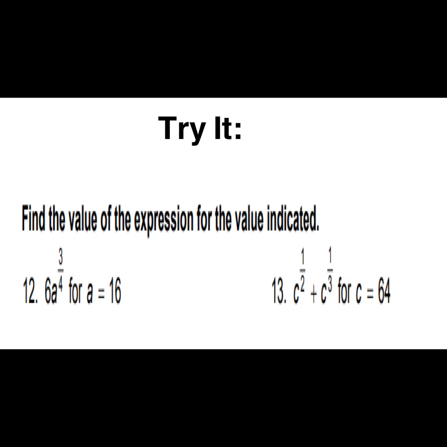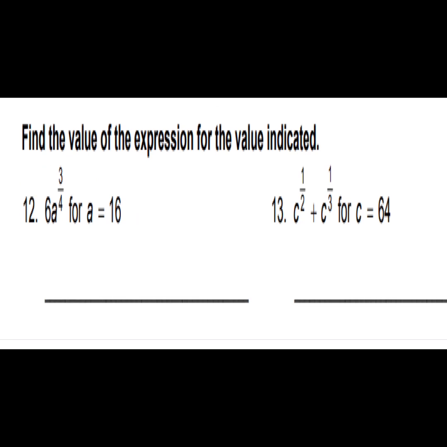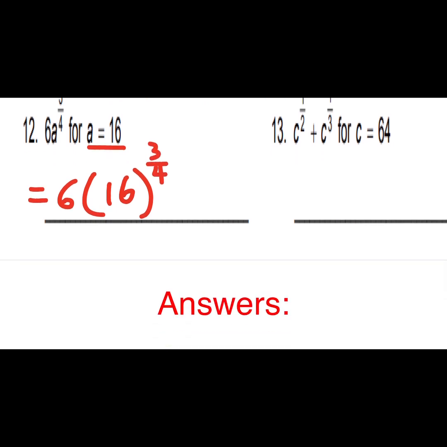Hopefully you've had a chance to try the problem. So here we have substitution. They want us to replace a with 16. So we're going to start with writing 16 for a, and then we're going to solve by simplifying. So using whichever method that you prefer, you can solve this problem. So you can use radical or rational. I'm going to go ahead and use the rational form that I prefer.